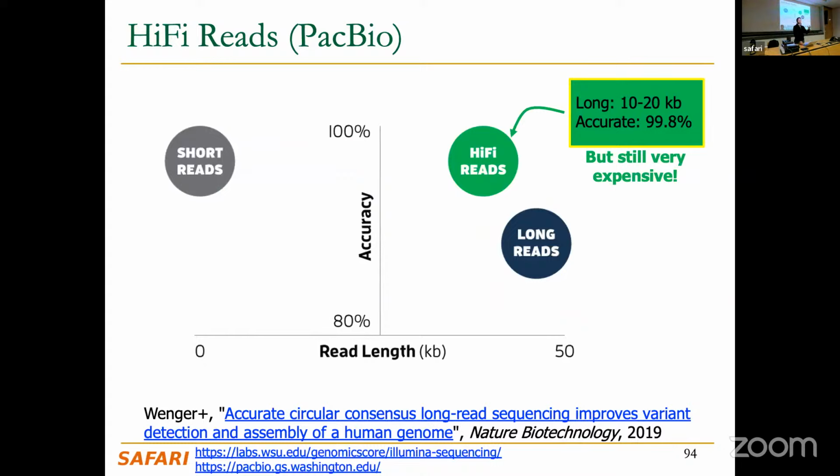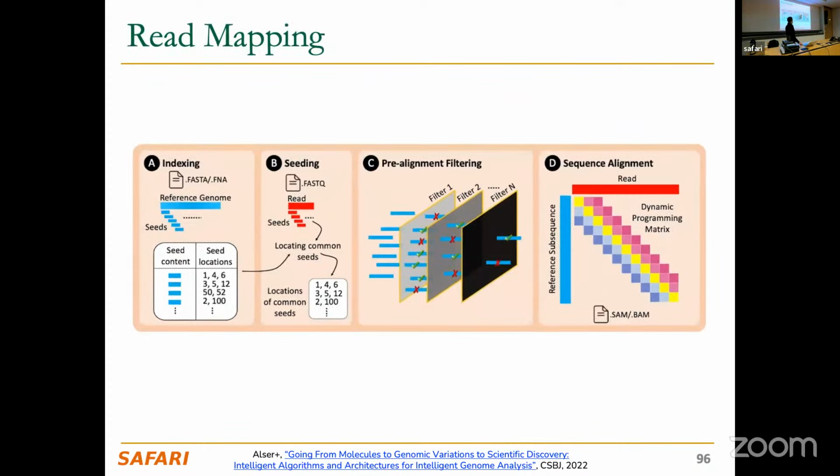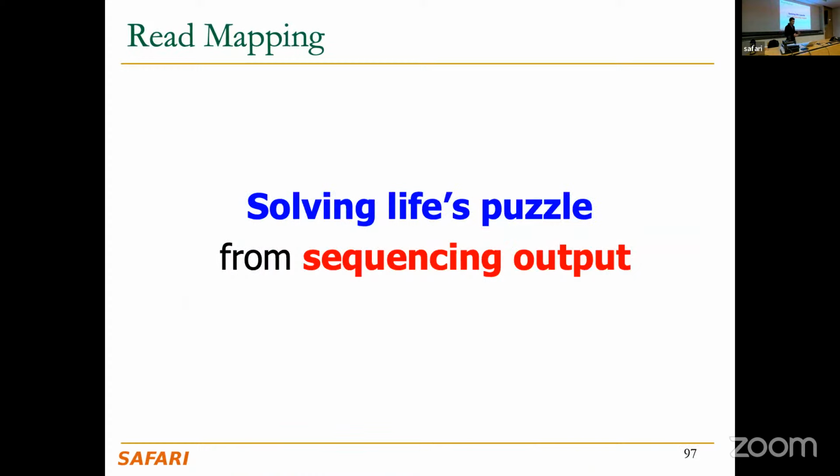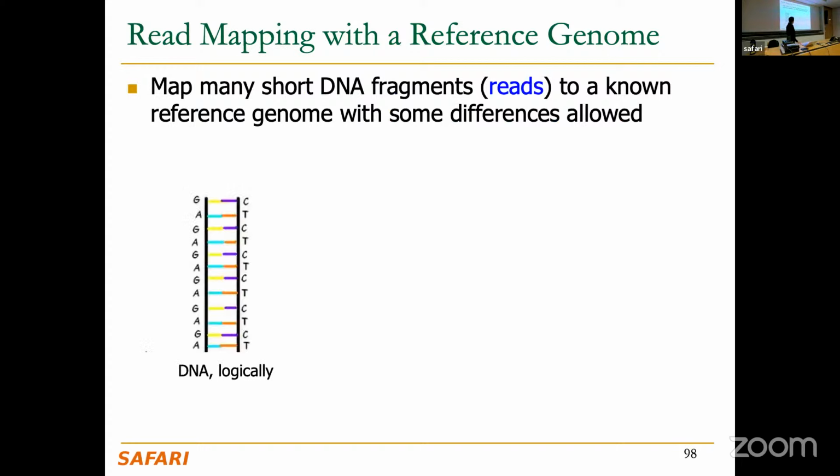So then let's take a look at the second main step in genome analysis, which is the read mapping part. The goal of read mapping, to put it in sentences, is that we try to solve the life's puzzle from the sequencing output. What we really want to do is map many short DNA fragments that we call reads, that we don't know where they belong to, in the reference genome, also allowing some differences.